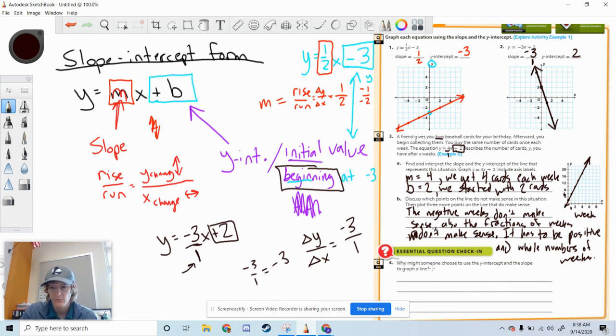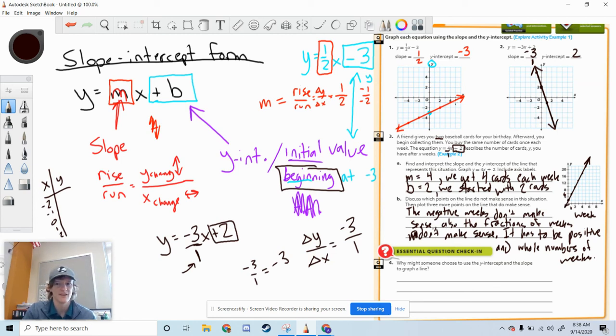Number 4. Why might someone choose to use the y-intercept and slope to graph a line? So my question would be, if we compare this to how we did it before, where we had x, y, -2, -1, 0, 1, 2, okay? And we had to do, like, order of operations, we had to do math to plug these numbers in to figure out what y equals in those equations. Compared to how we just did it, where we started here and did this. We started here on 2 and did down 3 over 1, down 3 over 1, down 3 over 1.